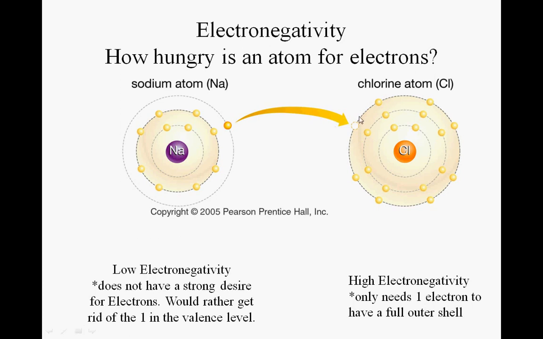So chlorine, who only needs that one electron to have a stable octet, is extremely or highly electronegative, while sodium would actually rather get rid of that one electron so that it can have an octet that is depicted right here where my cursor is. So sodium in this case has a low electronegativity. It does not have a strong desire for electrons. It would rather get rid of the one in the valence level, while chlorine has a high electronegativity and only needs one electron to have a full outer shell. So basically this electron is going to be transferred over here to chlorine, and we call that an ionic bond.